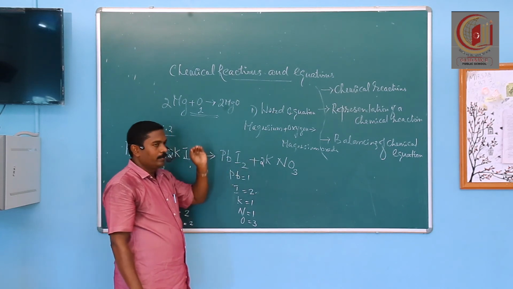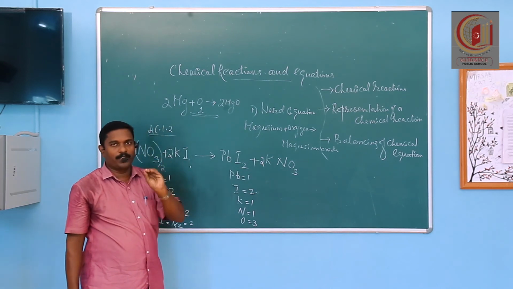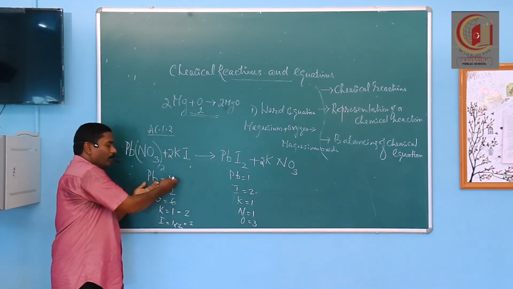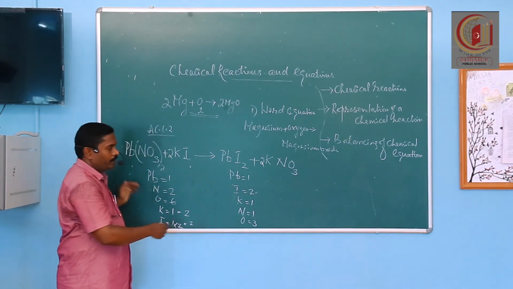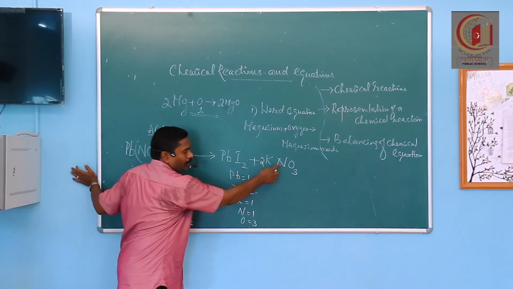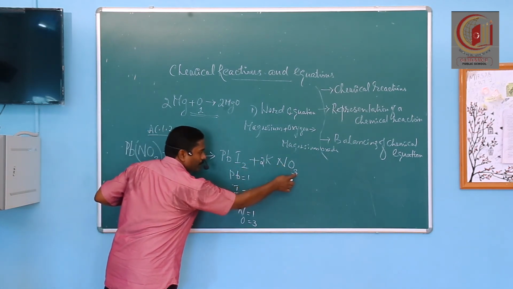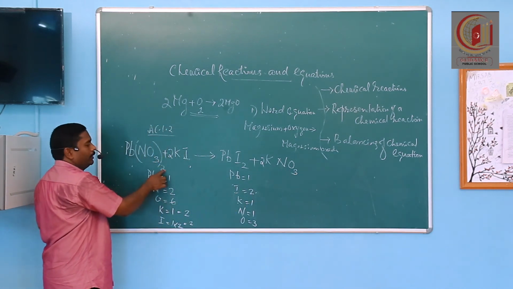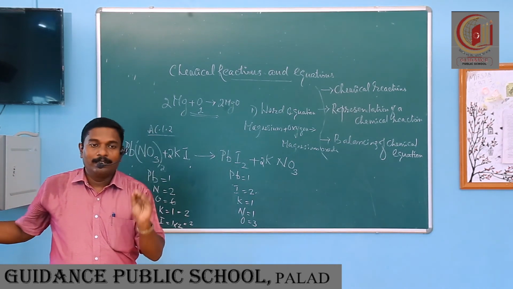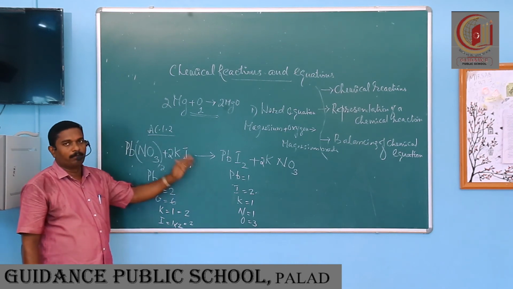By putting 2 in front of KNO3, automatically the number of nitrogen and oxygen will be equal, same as LHS. Just count: 2 potassium here, 2 potassium here, 2 nitrogen here, and 2 into 3, 6 oxygen on both sides. This is the method we call the hit and trial method for balancing chemical reactions.